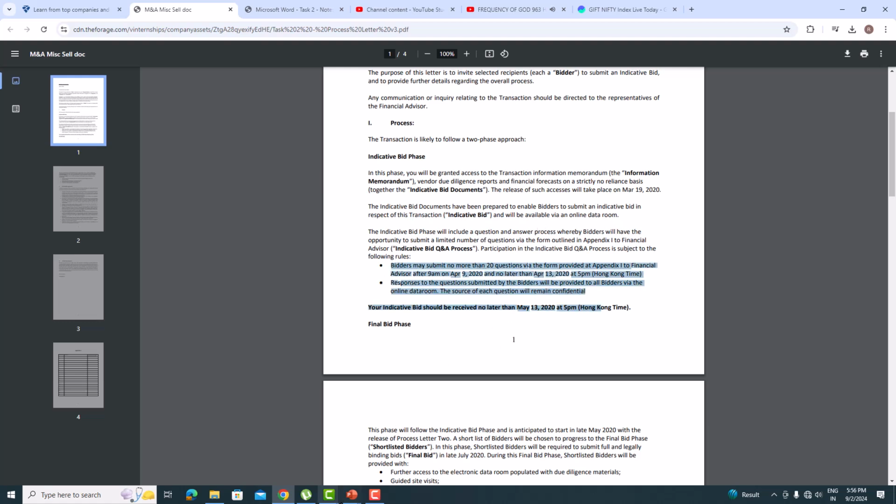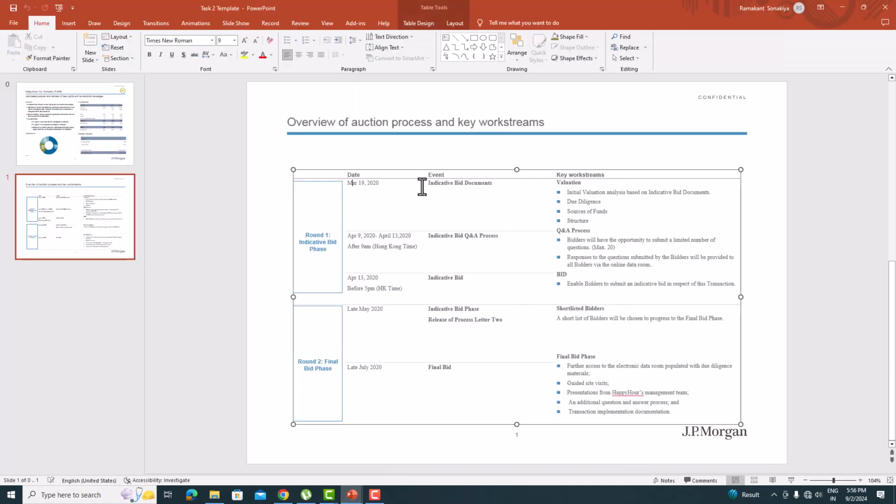After completion of the PPT, upload it in Task 2 and your task will be completed. I have attached the PPT in the GitHub account for your reference.